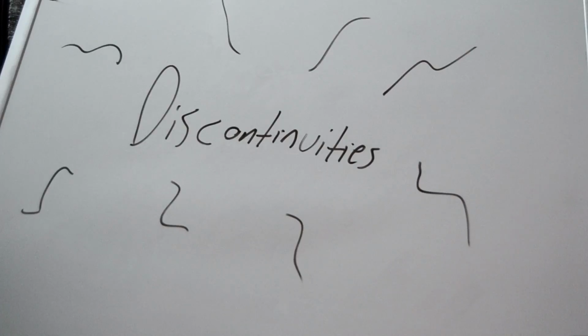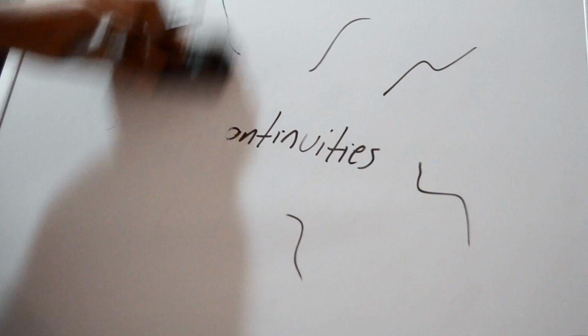And to start off, a discontinuity is where the graph is not connected. You'll be asking yourself, why wouldn't the graph be connected? Because there's something that the equation has that doesn't satisfy that domain. So, here's what I'm saying. There's three types of discontinuities.